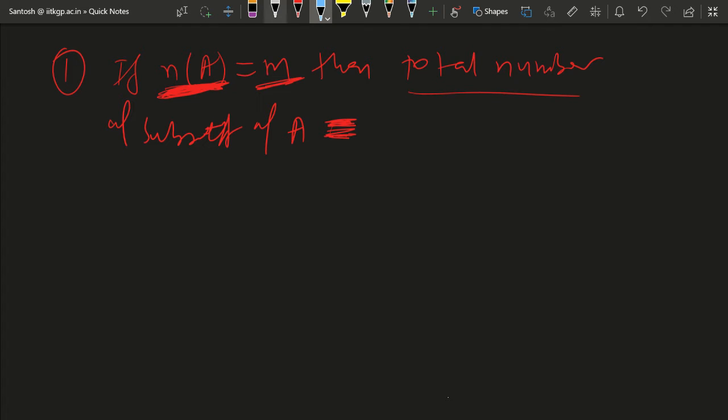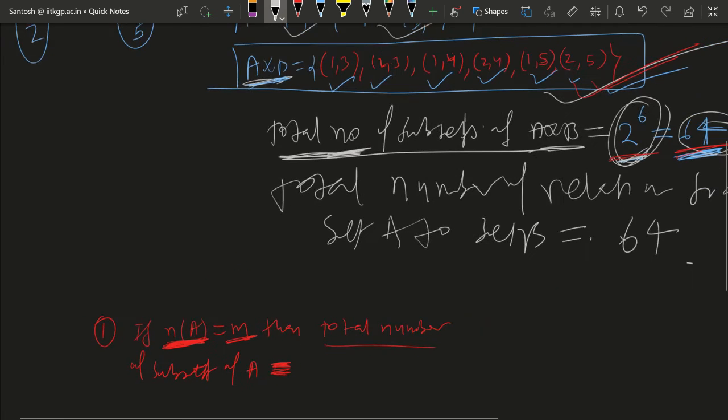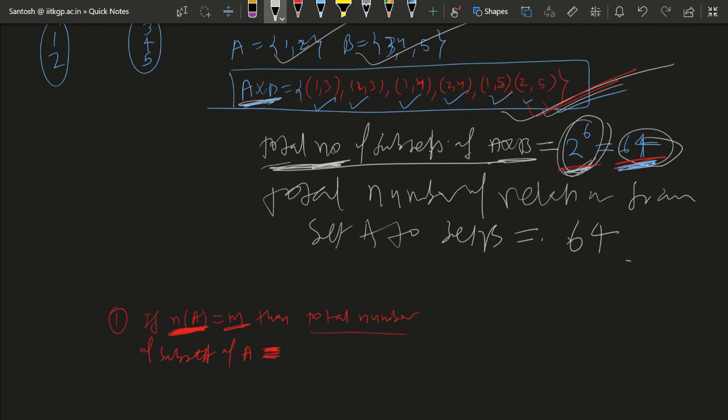Anyone? Quickly, you may notice something here. I wrote total number of subsets of A cross B is 2 raised to power 6. Why 2 raised to power 6? Using that, can you tell me what I should write here? So 2 to the power m. Correct. So the formula is 2 raised to power m. If any set has m number of elements, it will have 2 raised to power m subsets, like I have used here. This is one formula I used.